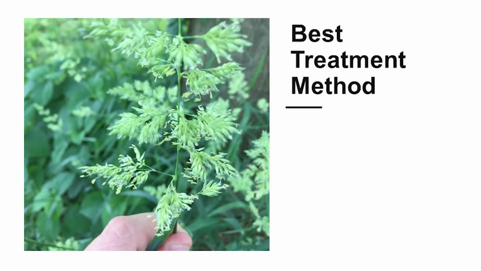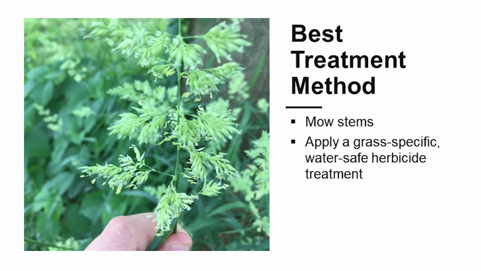Controlling reed canary grass is easiest when it's first identified. Large groupings of the grass can contain underground rhizomes that are hard to eradicate. Herbicide application can help control larger patches of reed canary grass. To best treat reed canary grass while your buffer is getting established, mow the stems and apply an herbicide treatment that is grass-specific. Over the long term, the shade from your buffer canopy will be the best control for reed canary grass.